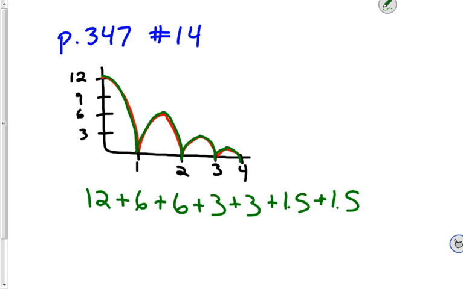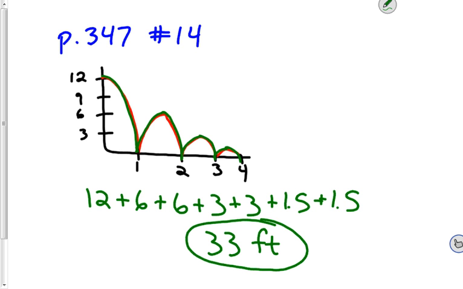Right? And so what we're seeing is this is very much a geometric series because the terms of the sequence are being multiplied by 1/2 every time, and we're adding them all up. So let's see, 12 and 12 is 24, and 6 is 30, and 3, so 33 total feet traveled by that ball.